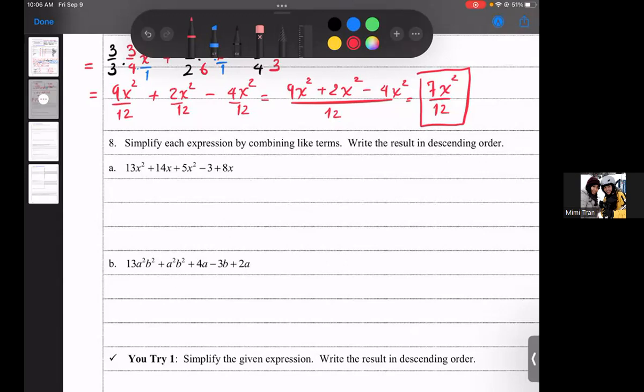When I say descending order, what does that mean? Yeah, power from high to low, right? High to low. So like terms, what are the like terms here?